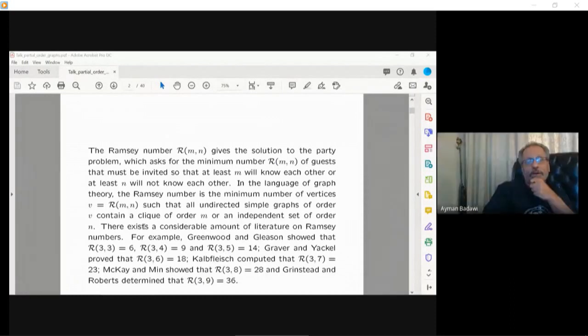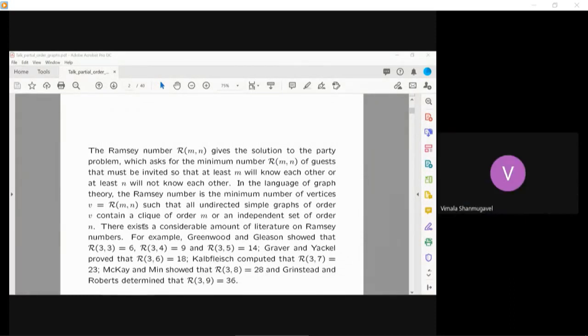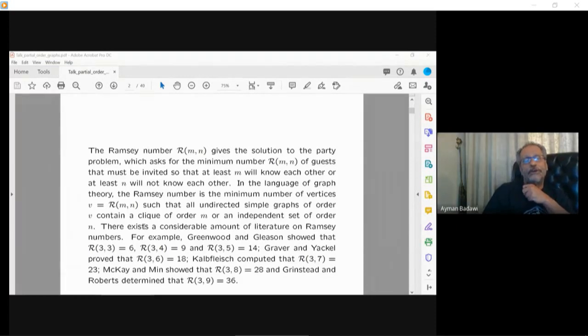Okay? All right, another example is R(3,4). What is R(3,4)? It is the Ramsey number in order to have either a complete subgraph with 3 vertices or an independent set with 4. Here the minimum number is 9.